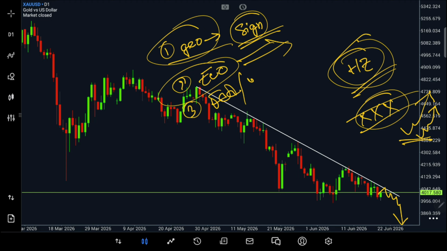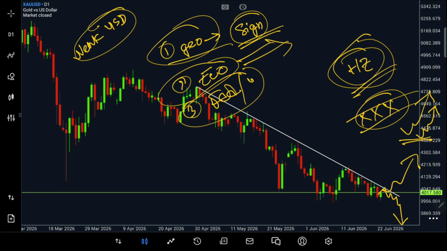That means the US, and if there is anything Fed related or US bank related, likely if we get a weak USD, that means it's stronger for gold. You have to follow that. If we get a stronger USD, that means sell, or bearish, for gold.